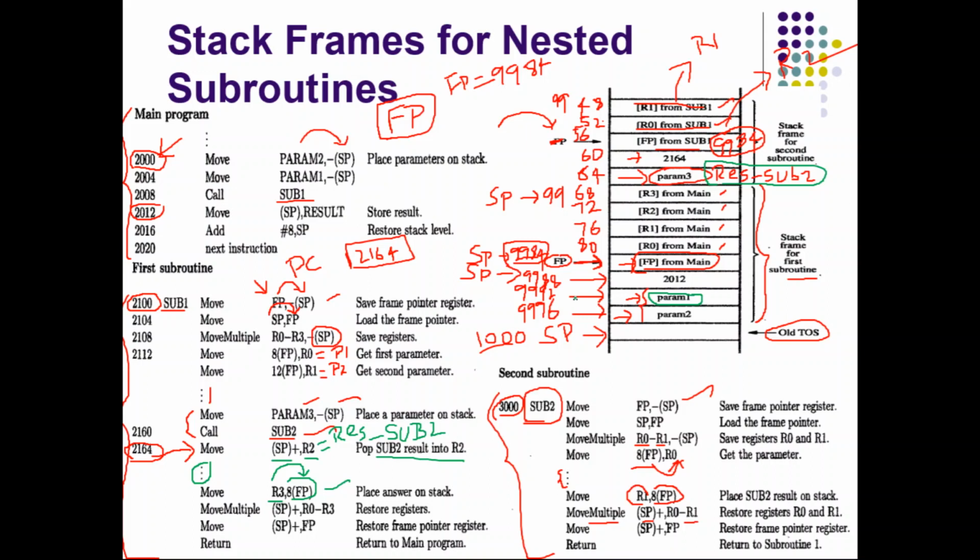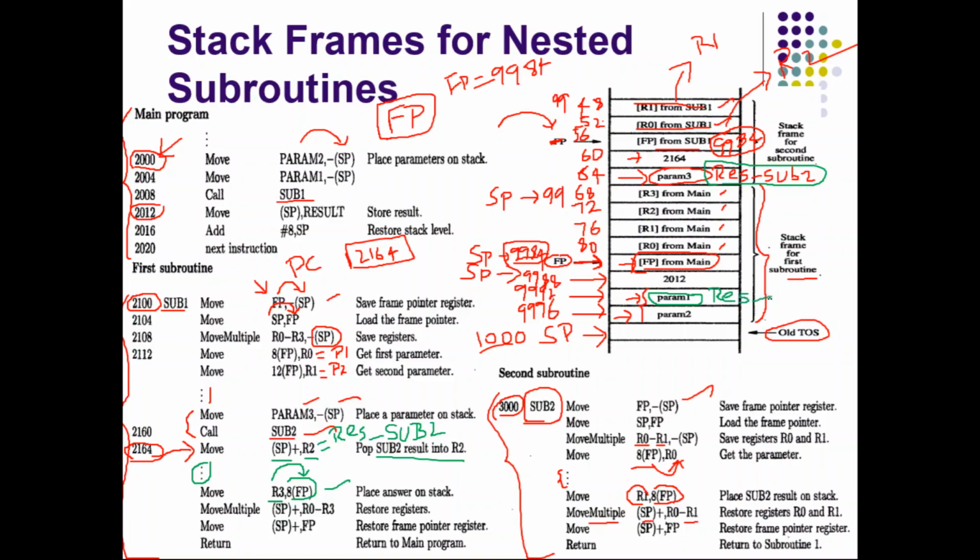Now these parameters are no longer required because you have completed the task. Whatever the task for subroutine 1 was, it is completed. So this location can be used to store the result. So R3, the result of subroutine 1, is stored here.